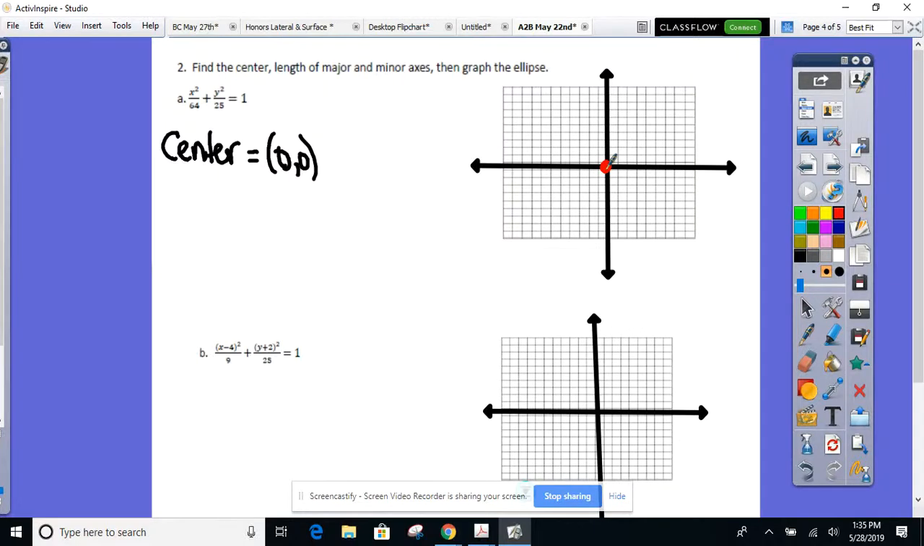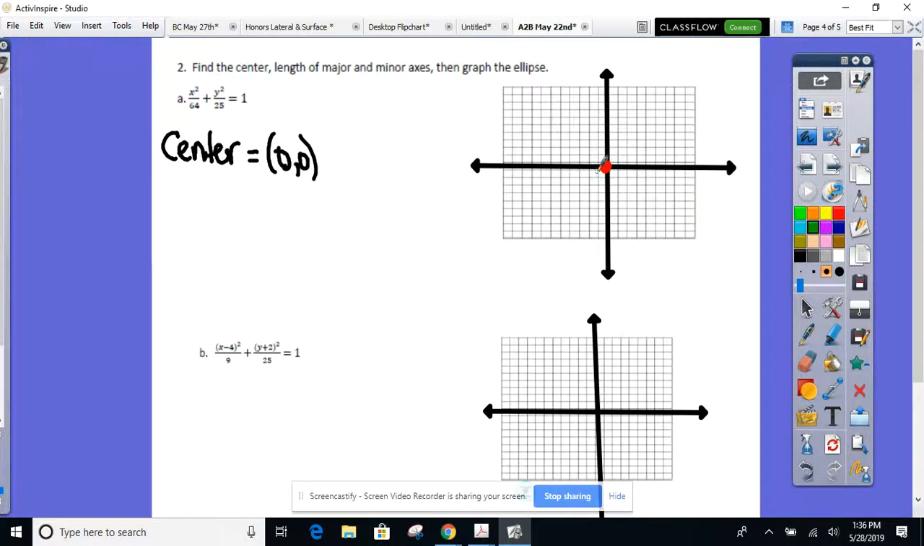Is the major axis going to be horizontal or vertical? Horizontal. Okay, now I need to show you how far away from the center we go to find how long it is. What did you tell me about those numbers on the bottom? They're perfect squares. Ready? Let's take 64. You take the square root of the denominator. 8. That 8, the square root of that 64, tells me where to go to the left and to the right of this, the major axis.